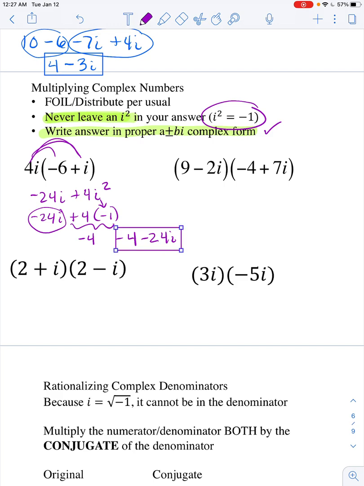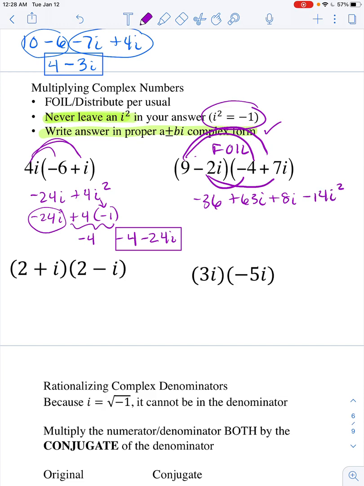So you just have to do a little bit more thinking and organizing to keep track of all your pieces. Here, you're not going to do anything differently than you would have normally done. You're going to FOIL. So first, outside, inside, those become positive, and last.